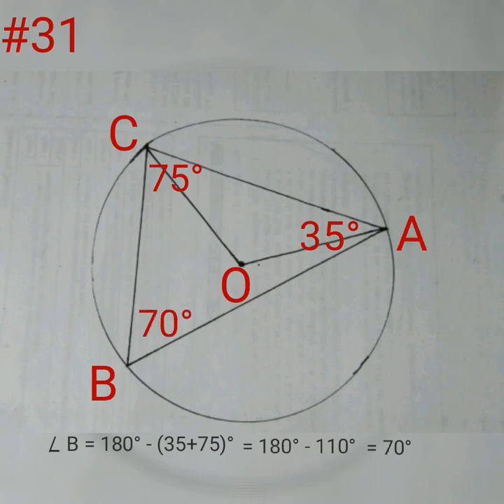Take note that angle CBA or angle B is an inscribed angle, so the measure of its intersected arc will be 140 degrees. And angle AOC is a central angle, and since central angle is equal to the measure of its intersected arc, the measure of central angle AOC will be 140 degrees also.